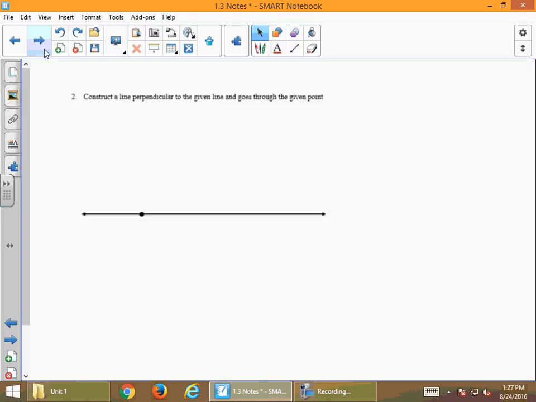Number two, really similar to the last one. You have to section off this line and then do a perpendicular bisector of that section. So take your compass. Again, beginning steps as last time, you're going to put your needle on the point. I'm going to open up my compass towards the smaller end. I'm going to go about right there.